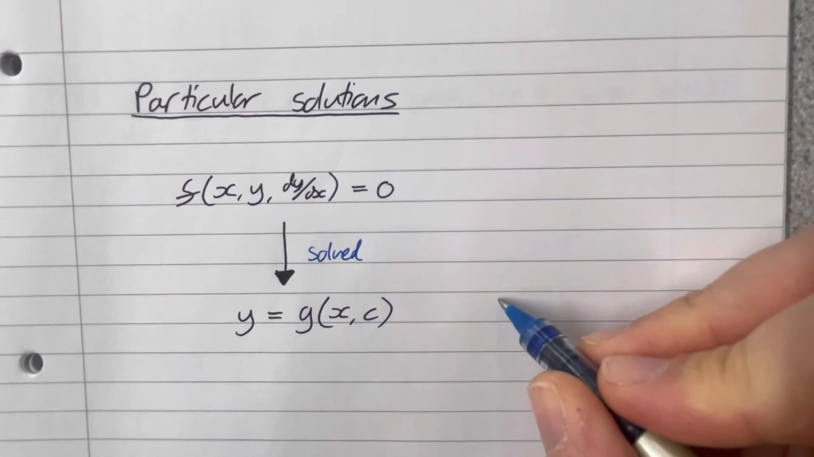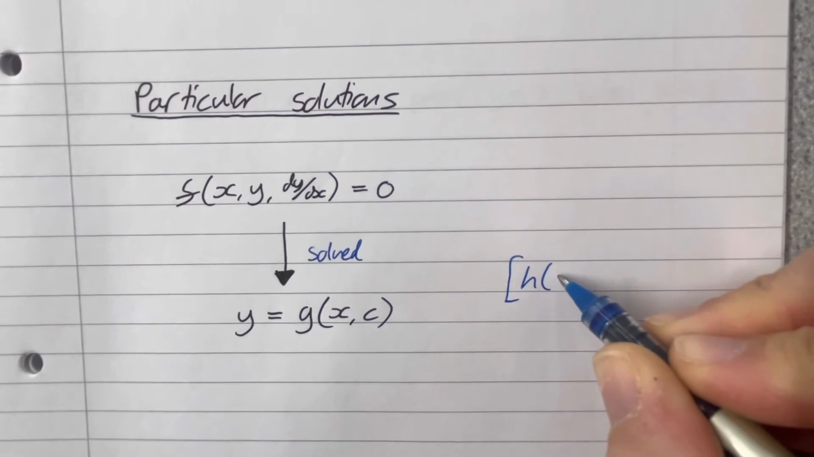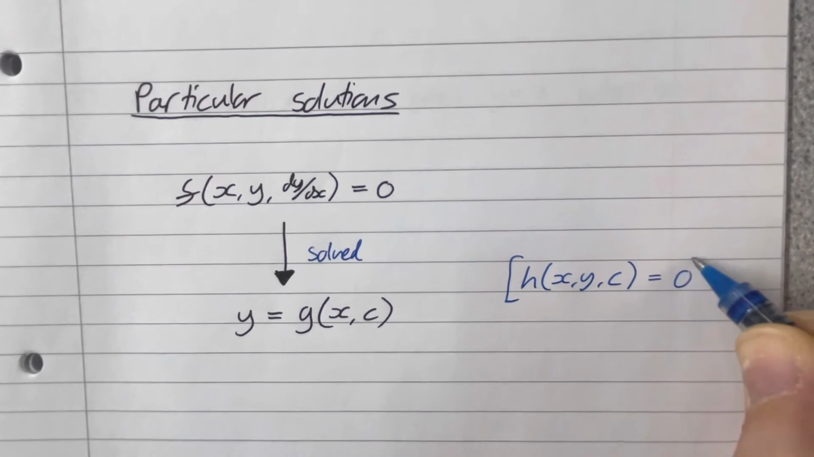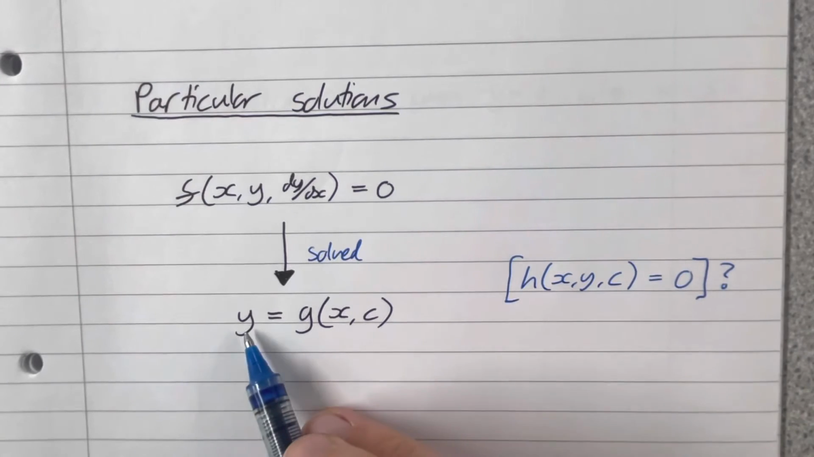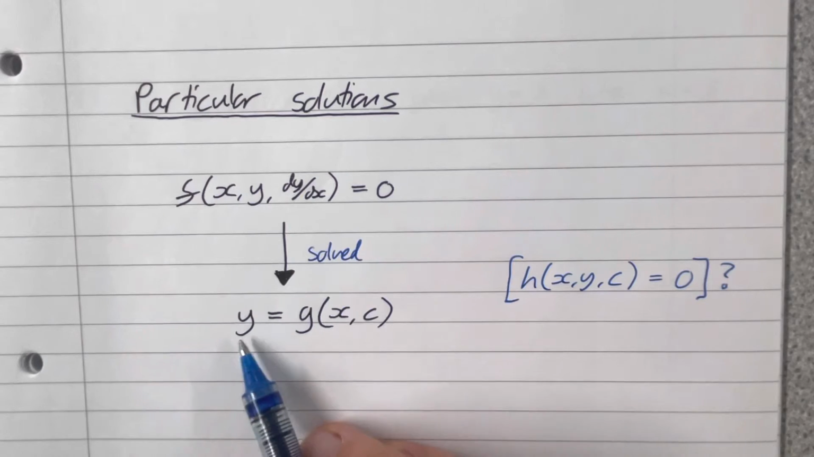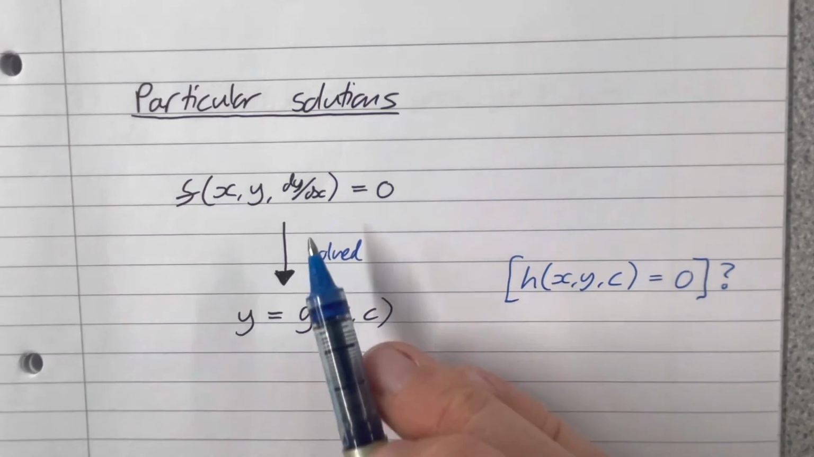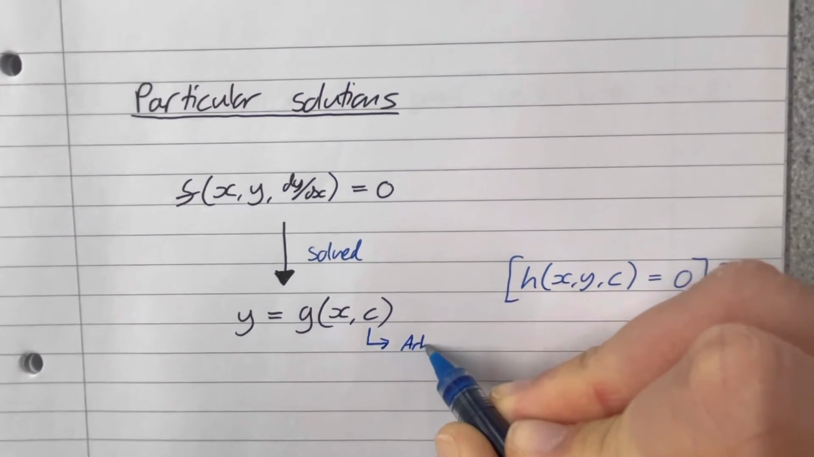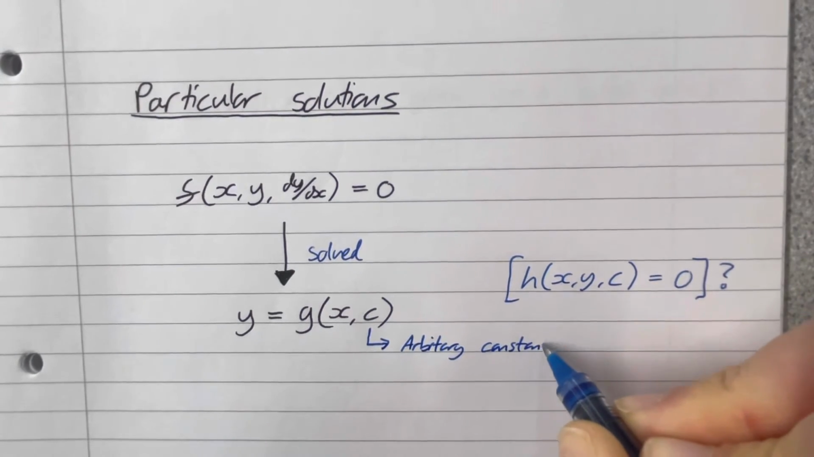Sometimes you might have a function of x, y, and an arbitrary constant equals 0 if you can't make y the subject. So you might have that. But if you can make y the subject, then this is going to be the general case, and every value of c will give you a solution to the original differential equation. So this is an arbitrary constant.